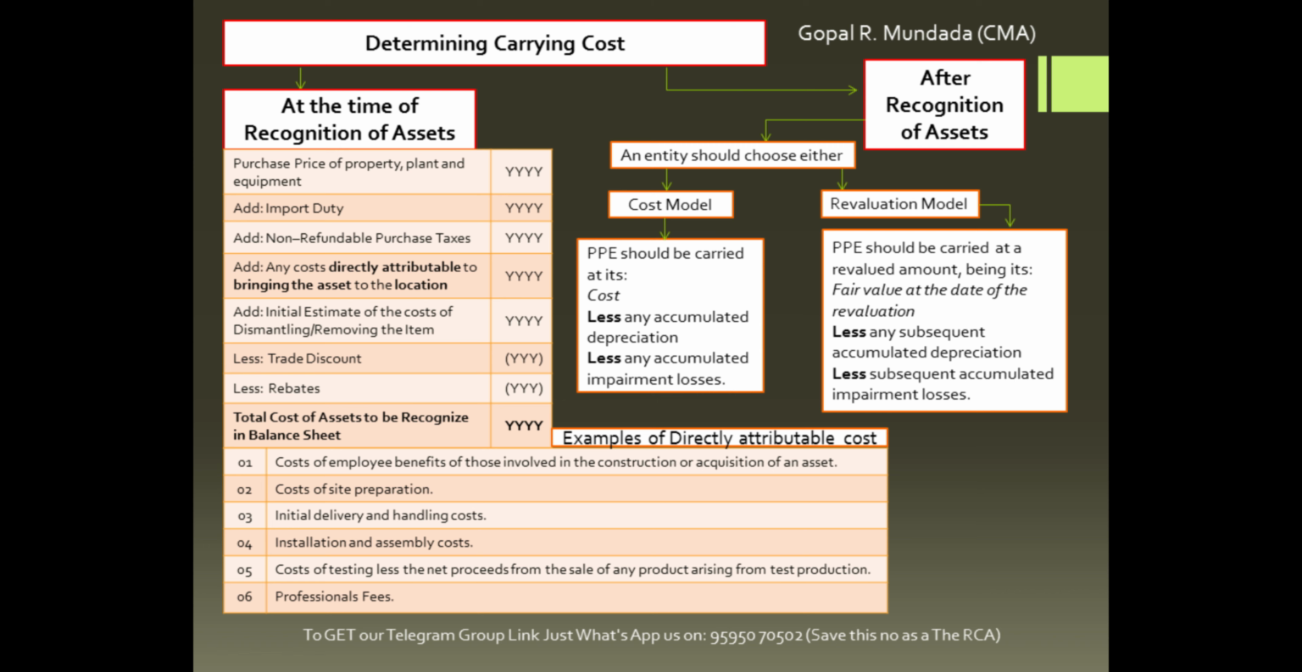So guys, after recognition there are two methods of valuation. The entity can choose either of the two methods. The first method is the cost model and the second method is the revaluation model. The formula of both models is the same, but when we use the cost model, we use the carrying amount of such asset, and when we use the revaluation model, we use the fair value as on the date of revaluation.